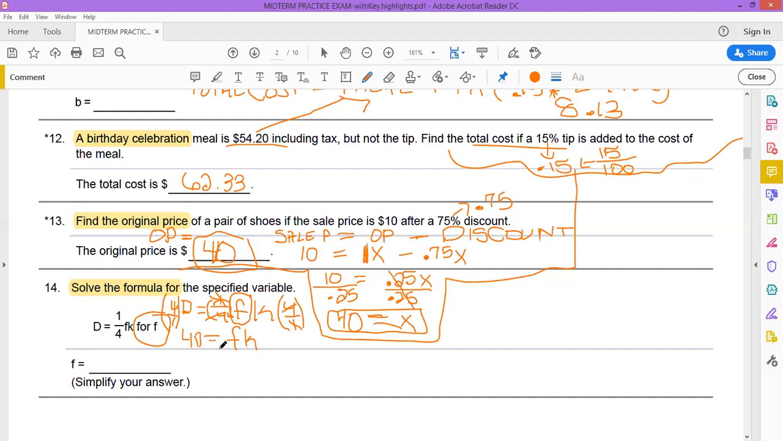Now we aren't done yet because we don't have F by itself. The last step is to get rid of the K. We're going to divide both sides, the right and the left sides, by K. The K's will cancel on the right. So now we have F equals, and this is your answer, 4 times D in the numerator, all of that divided by K.